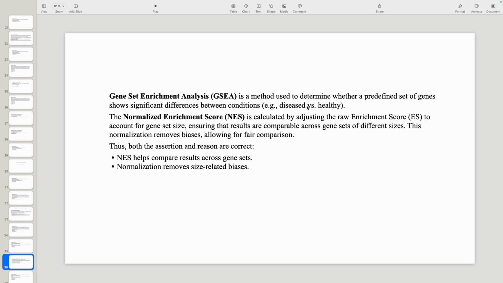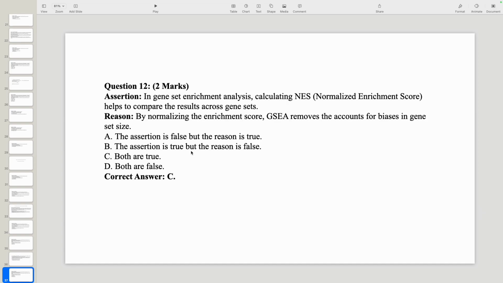So GSEA is a method used to determine whether a predefined set of genes shows a significant difference between the conditions, disease versus healthy. So NES is calculated by adjusting the raw enrichment score to account for gene set size, ensuring that results are comparable across gene sets of different size. So we do this normalization in order to account for any biases coming from the gene set size. We need to ensure that the gene set size is not responsible for any false positive. So we need to normalize our data first. This normalization removes biases, allowing for fair comparison. So the correct option is C, both are true.